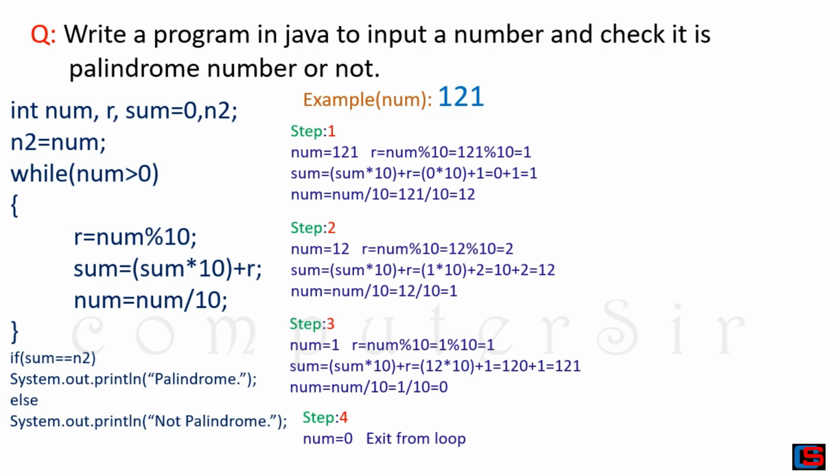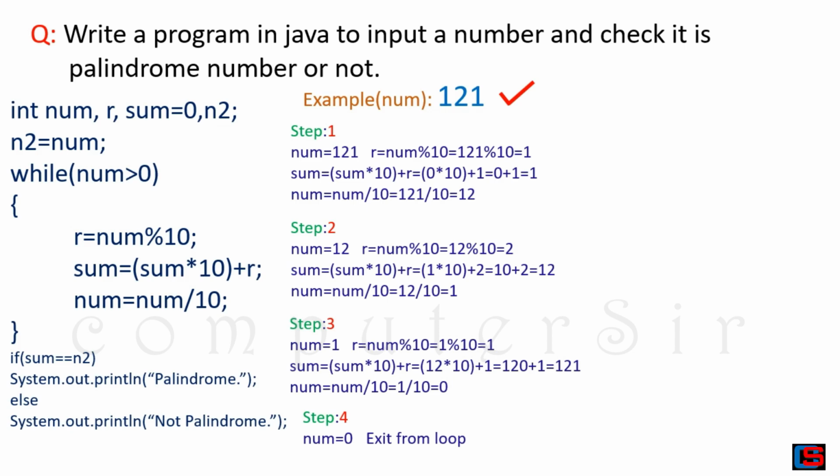Okay, so you can see in this step the sum value in step 3 is 121, and the value of n2 is 121, which is entered by the user. So it is a palindrome number. The statement which is written in the if block is going to execute and print palindrome, right? So the first example, 121, is a palindrome number.